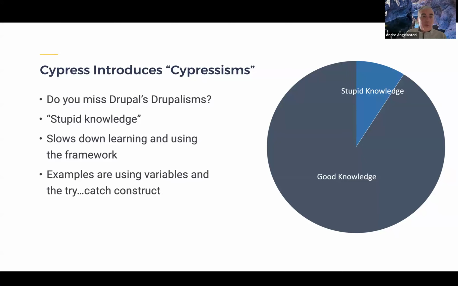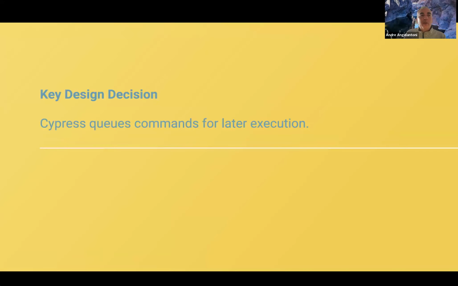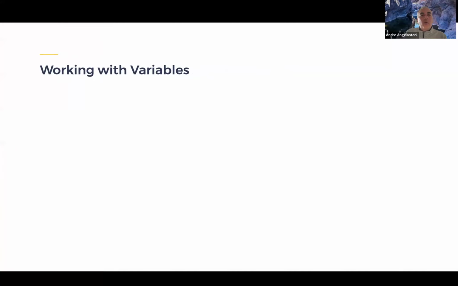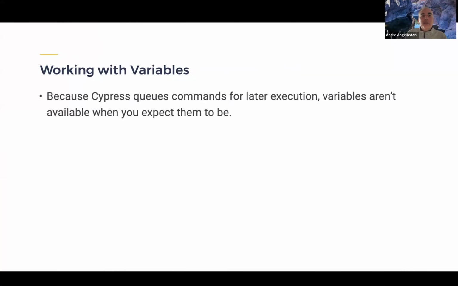So 2 examples are using variables and the try-catch construct. So let's take a look at those. Number 1, they made a key design decision in Cypress. They queue commands for later execution. So what does that mean? Well, it means that because it queues commands, variables aren't available when you expect them to be when you're going through a debug process. You have to store the variable using a Cypress construct, which I'll give you an example of, and then you can retrieve it later.